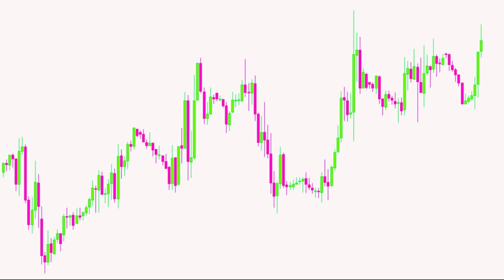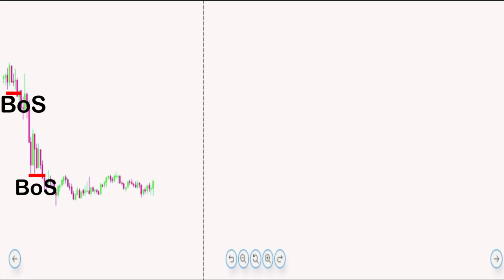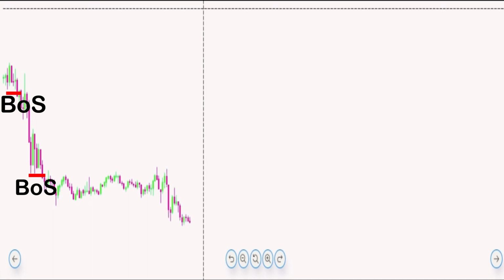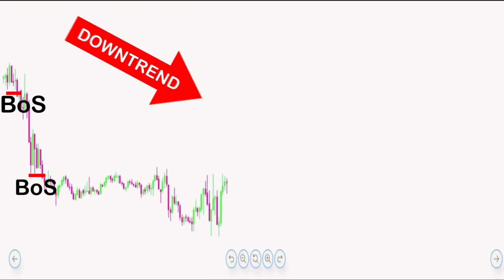The second reason is that the market has the tendency to respect the supply and demand zones of the higher time frame rather than of the lower time frame. Let us understand this with an example. So, here we have the Euro-New Zealand dollar chart on 15-minute time frame. As you can see here, the market is doing the break of structure to the downside, which indicates that the market is in a downtrend.